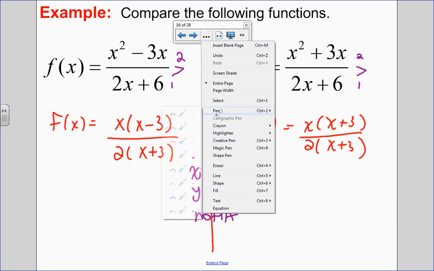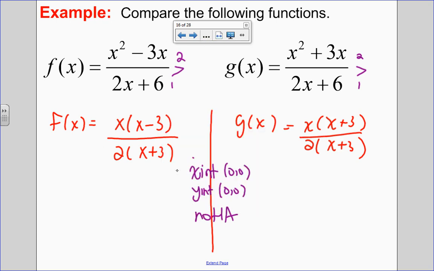Let's talk about how they're different. So in f of x, I have a vertical asymptote at x equals negative 3. I also have this additional factor here, which means I have another x-intercept at 3 and 0.